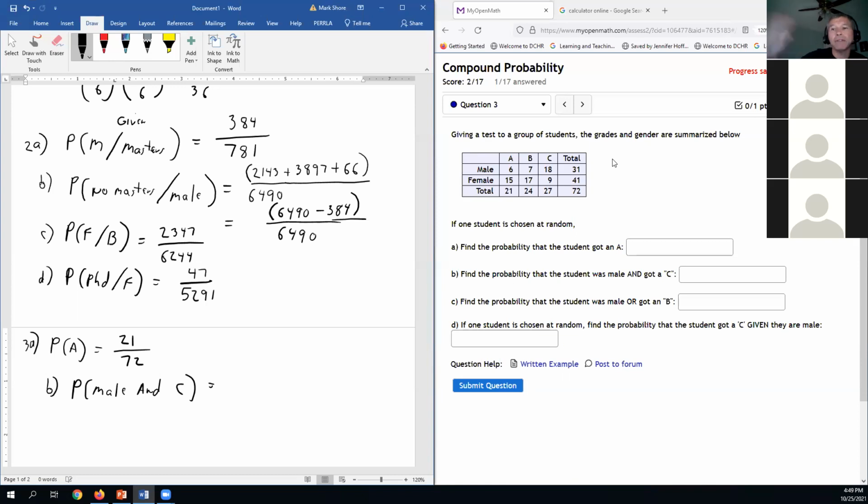Now this is not given or anything like this, but here's a keyword. So we don't restrict the number of people we're dealing with, because it didn't say out of just your females or given that the person's a male or anything like that. So it's still going to be out of 72. Nothing changes with that. But how many of these students are male and got a C?